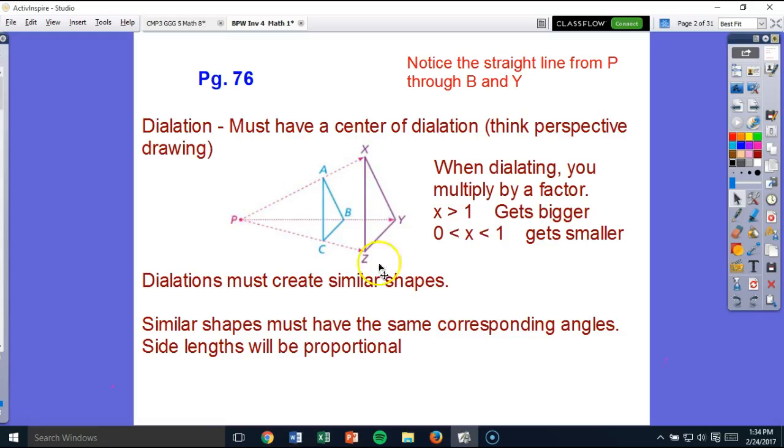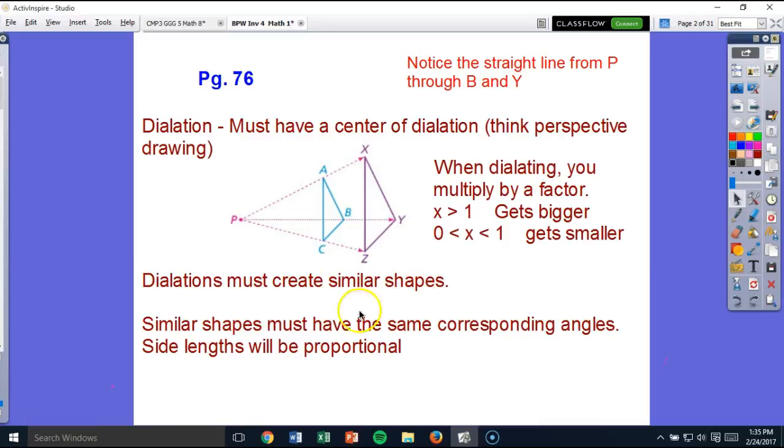So as we come back here, we're looking at the same shape. And as I note, a dilation must have a center of dilation. Think perspective drawing: if you're drawing a mountainside to scale, you're going to go from where you are sitting, and what you are looking at is also the position you start your drawing from on your canvas. Now, when we are dilating, you multiply by a factor. When x is greater than 1, it's going to get bigger, and when it's less than 1, it's going to get smaller. A repeat here: dilations must create similar shapes.